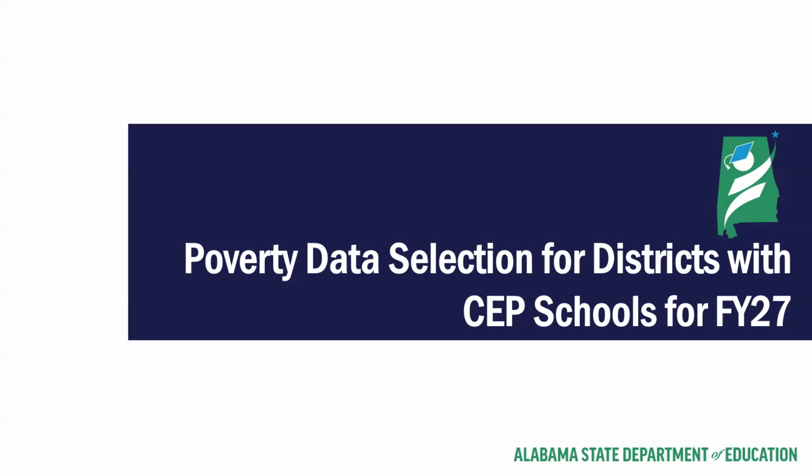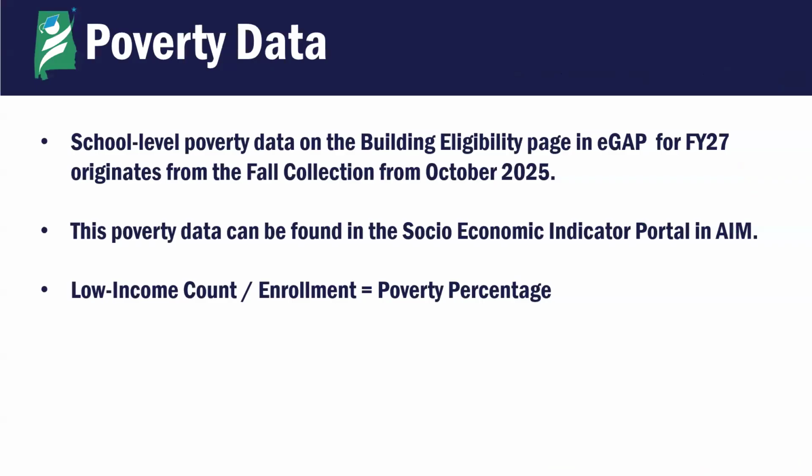First, we're going to talk about that poverty data, where it comes from, and exactly what that all entails. Your poverty data that's used is always 1 year in arrears. So this year's poverty data that's going to be used on the building eligibility page in EGAP for FY27 actually originated from October of 2025, and we always use the third Friday in October. And it's a snapshot of that date.